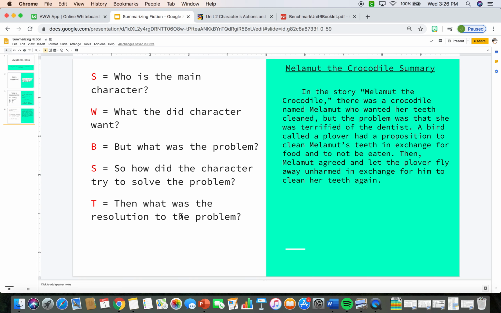Keep it short, keep it sweet. I know a lot of you are tempted to write a lot, but this is a summary. It's not an essay, so keep it short and sweet.